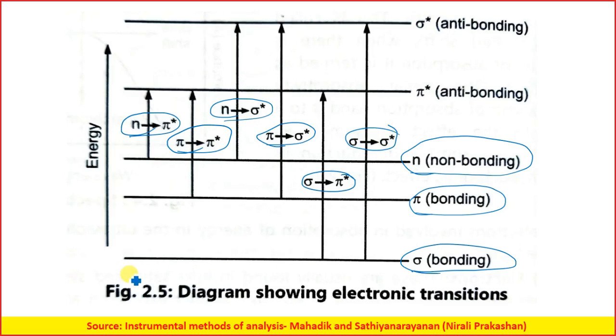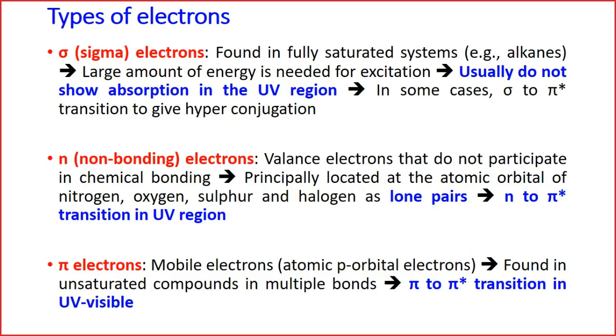Okay, as we go from here to here, the amount of energy required to send the electrons to the excited level increases. So if you need to send a non-bonding electron to the pi star antibonding electronic state, you will need a lesser amount of energy as compared to the stage where you want to send the sigma electrons to the sigma star state. Now let's see what these are. These are the types of electrons which I have told.